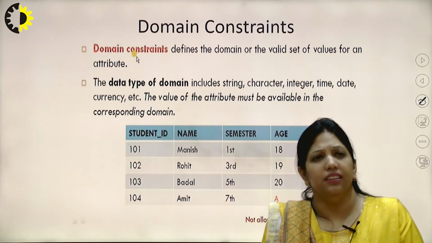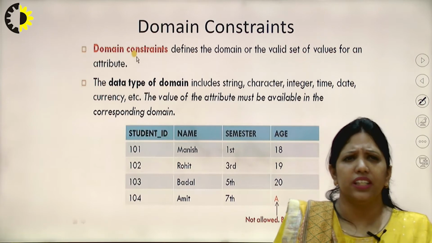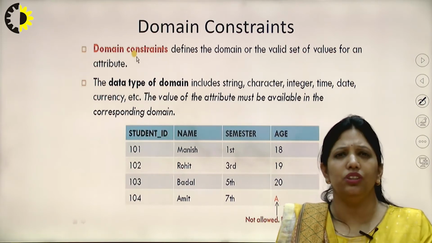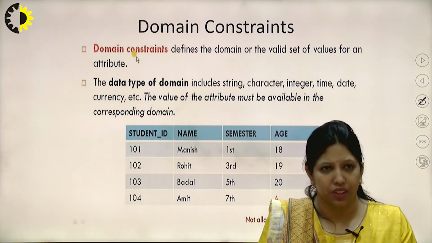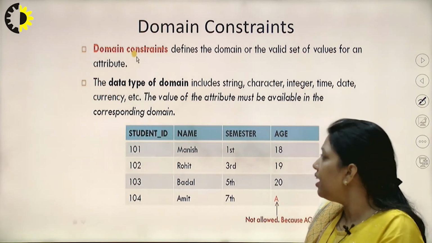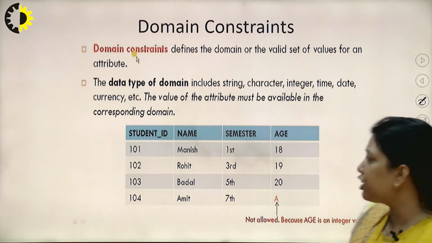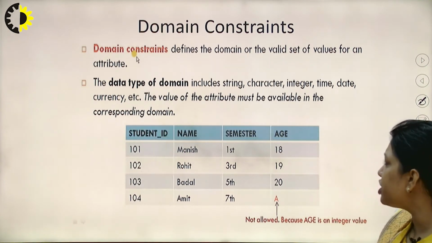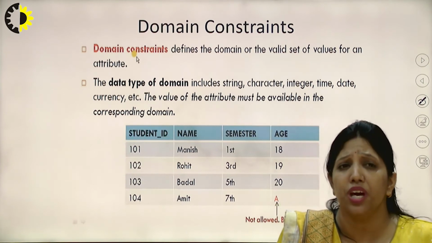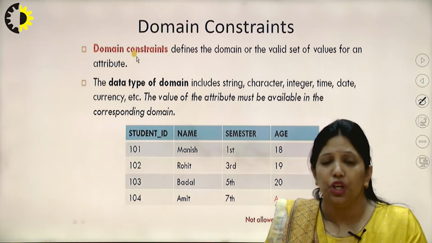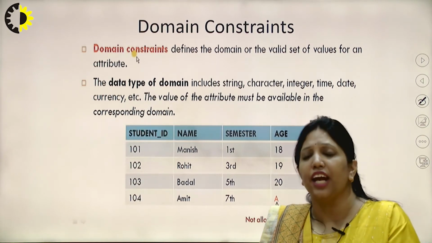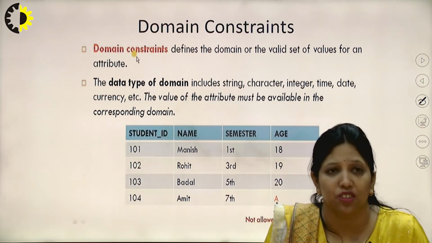So the domain constraint defines the domain, or the valid set of values, for an attribute. We can say that in a table we have different sets of attributes. Like in this table we have attributes like student ID, name, semester and age. We have defined the domain for every attribute. That domain contains the set of values only related to that attribute.